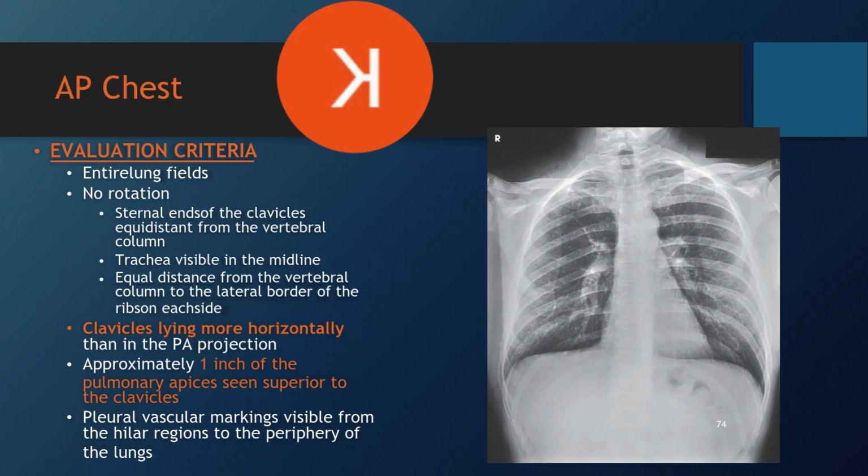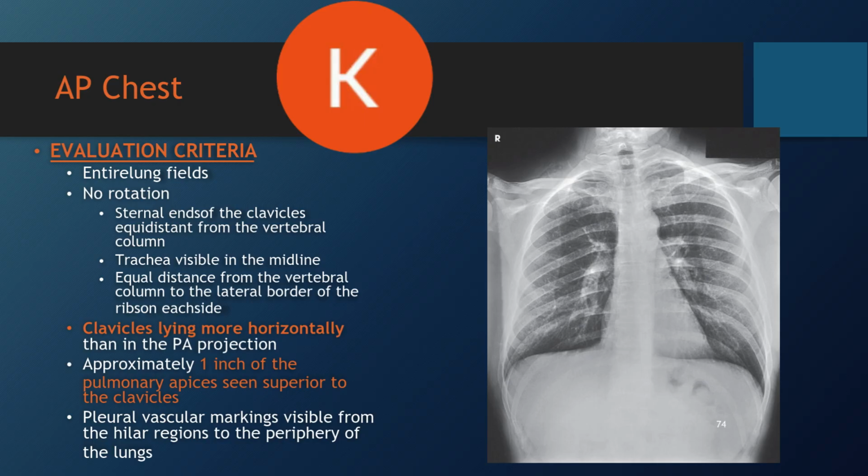Clavicles lying more horizontally than in the PA projection. So this is a very good point here. A lot of students ask what is the difference between a PA chest and an AP chest. So the clavicles are lying more horizontally than in the PA projection. Approximately 1 inch of pulmonary apices seen superior to the clavicles. And then the pleural vascular markings visible from the hilar region to the periphery of the lungs.